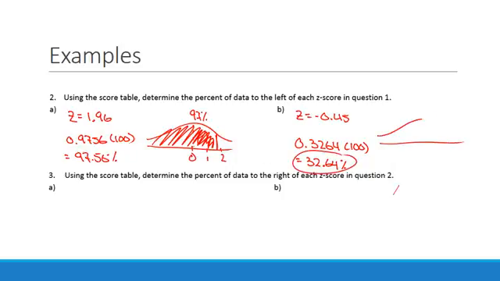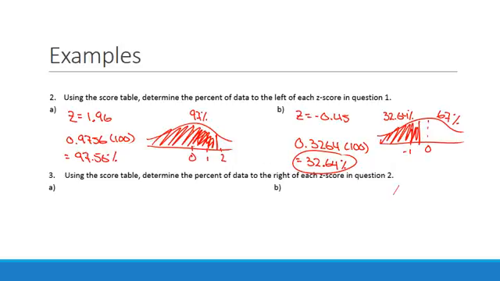And again, visual of it. Here's 0. Here's negative 1. So it's roughly here. So that data value is larger than 32.64% of things, which means it's smaller than our 67%, you know, roughly, whatever that works out to.